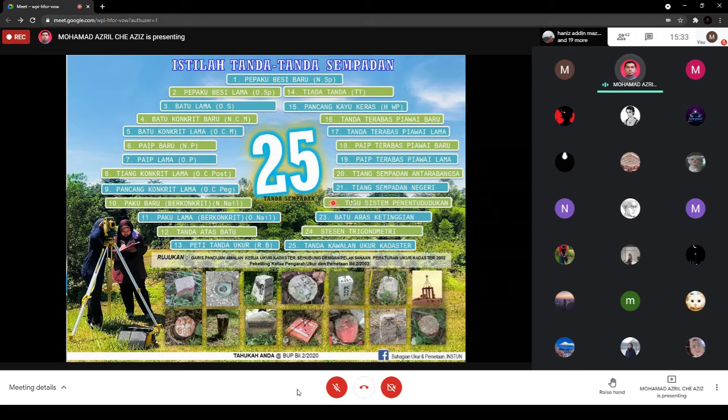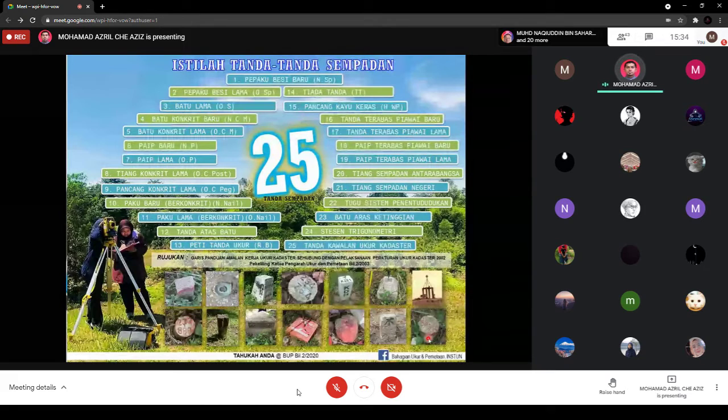This is the boundary mark that you can see: batu bernombor, granite stone, batu konkrit lama, batu konkrit baru. In UiTM basically you will see boundary marks like this, in order to separate one land parcel from another land parcel.